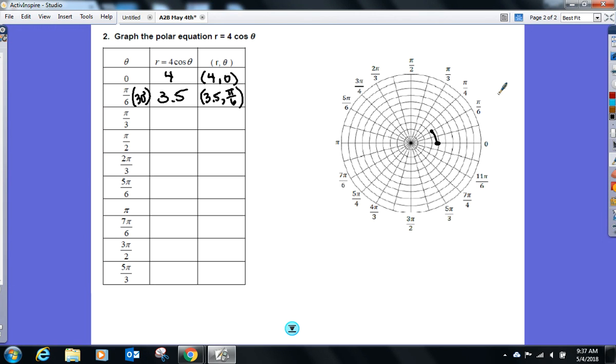Next, 4 times the cosine of pi over 3, which is, if you're in degrees, was what? Pi over 3? 60 degrees. Yep, if you're in degree mode. So 4 times the cosine of 60. That should be a whole number. 2. So we're going to graph 2 comma pi over 3. We connect them as we go.